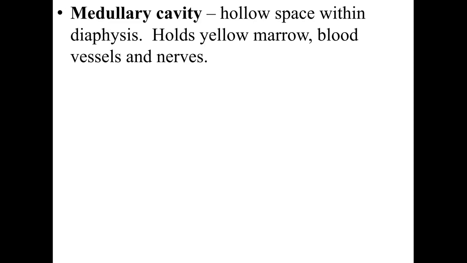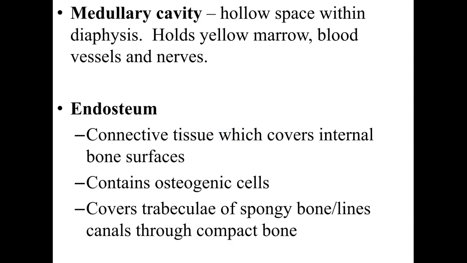Next, you have that medullary cavity. That's the hollow space within the diaphysis. We said that holds yellow marrow and blood vessels, as well as nerves. The endosteum is going to be connective tissue that's going to cover the internal bone surface, so that medullary cavity, and it contains osteogenic cells as well. It's going to help cover also the trabeculae of spongy bone, and it's going to line the canals of compact bone. Now, that's one thing that we haven't talked about yet. We'll look at a closer picture of spongy bone in a little bit, but the different parts that actually make it what is referred to as spongy looking, all those little different sections or pieces are going to be referred to as trabeculae.